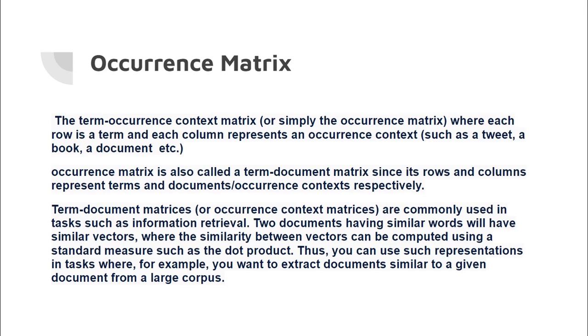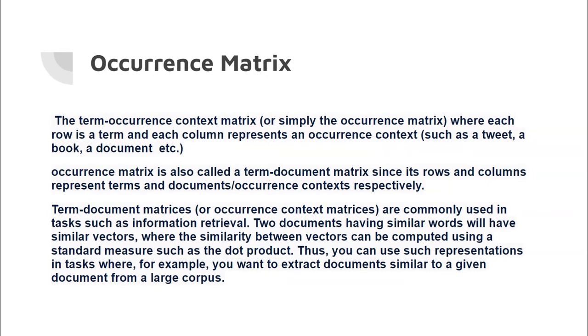The very first method or technique which we are going to implement in converting the textual data into the numerical form is the creation of an occurrence matrix. First, let me define the term occurrence matrix. The occurrence matrix is also referred to as the term occurrence context matrix, or simply the occurrence matrix, where each row is a term and each column represents an occurrence context.